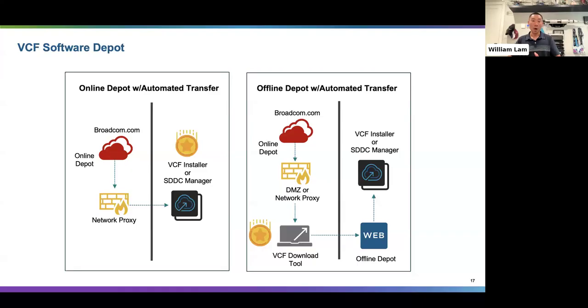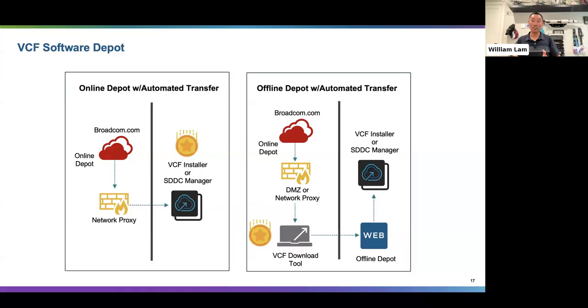Now, there are two options. One is by deploying the VCF installer and then connecting that directly to Broadcom's download depot. Typically, this will require a download token that you put into the VCF installer, and it automatically knows how to connect and pulls the software binaries and all the metadata for you. That's the easy path. And you typically will go either directly or through a network proxy.